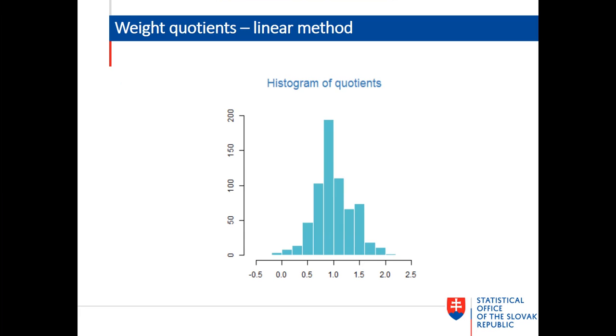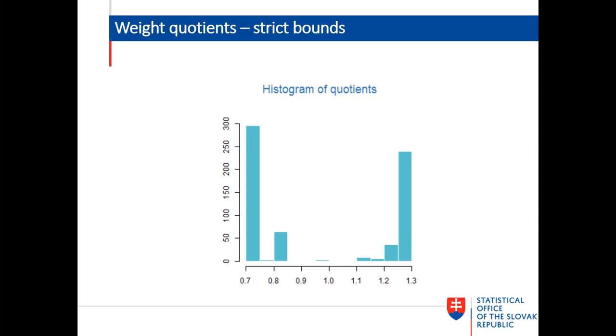This could be the histogram of quotients. These are quotients of the calibration weight divided by the initial weight. The histogram of quotients with the linear method resembles a normal distribution. Yes, because the majority of quotients, or the majority of weights, are very stable and unchanged.